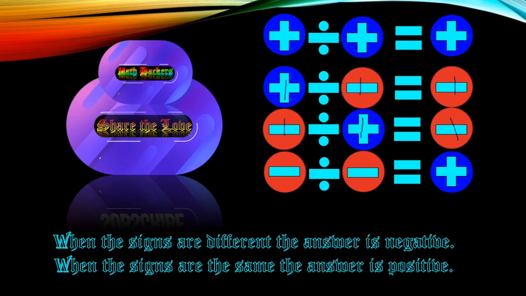When the signs are the same, the answer is positive, as in plus 1 divided by plus 1 will give you the answer of plus 1. And negative 1 divided by negative 1 will give you the answer of positive 1. More worked examples to follow shortly.